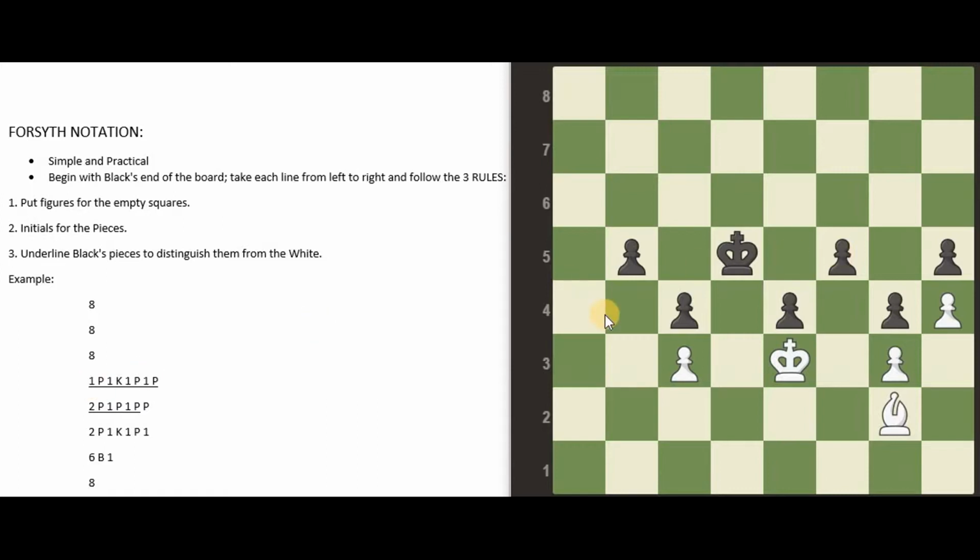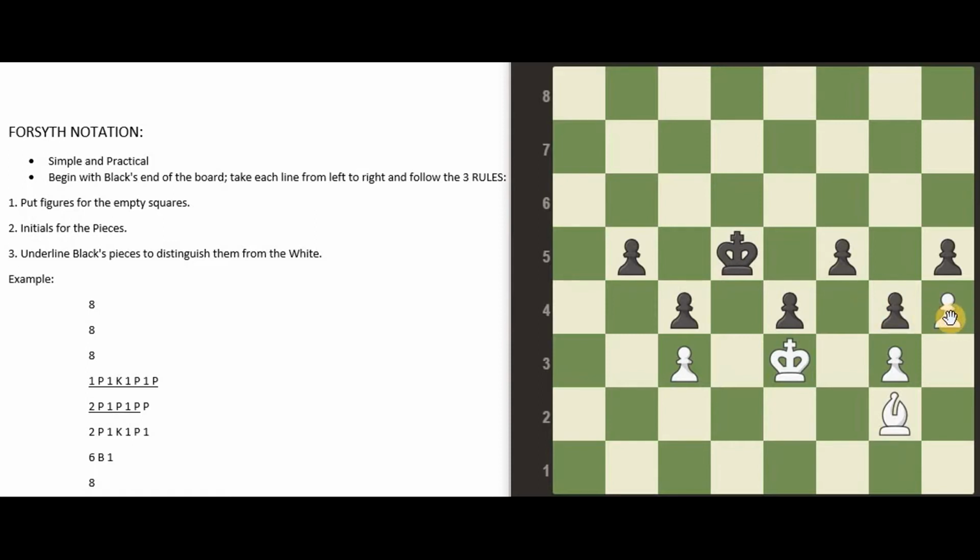Now considering the next row, that is the 4th row, as we move from left to right, we get these first 2 squares empty, so we write 2 over here. The next square is occupied by the black pawn, so we write P for that. The next square is empty, so we write 1. Again the next square is occupied by the black pawn, so we write P. Again the next square is empty, so we write 1. And the next square is occupied by the black pawn, so we write P. Now since all these squares were occupied by the black pieces, we underline them to distinguish them from the white pieces.